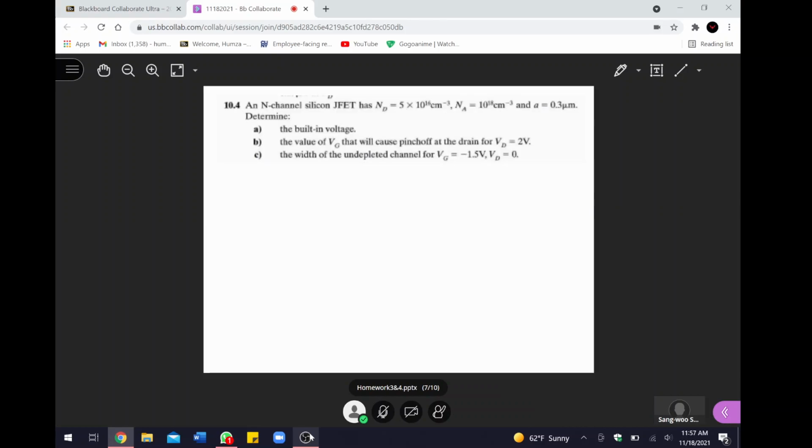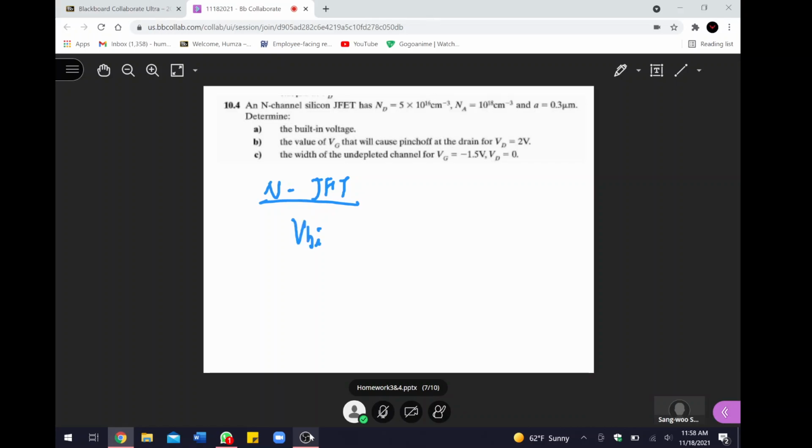Now we go to chapter 10. In chapter 10, we're going to start to discuss the JFET. Problem 10.4 is asking for a very specific case. The first one, let's see, this is an N channel JFET.